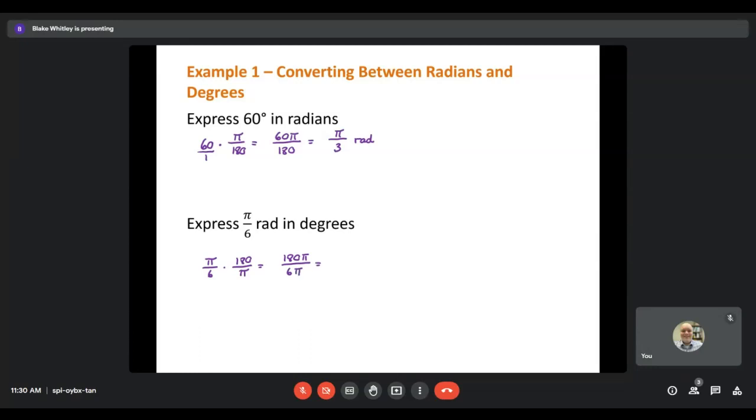And as always, we want to simplify our fractions. Notice here the pi in the numerator and denominator should just cancel out. And so we're really just dividing 180 over 6. And if we do that, that should give us 30. And now we convert it into degrees. So just make sure you use your degree symbol to indicate that that is a degree measurement now. So that's how we convert from degrees to radians or from radians to degrees.